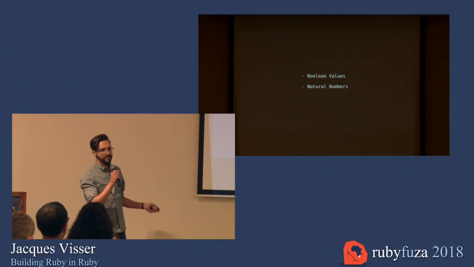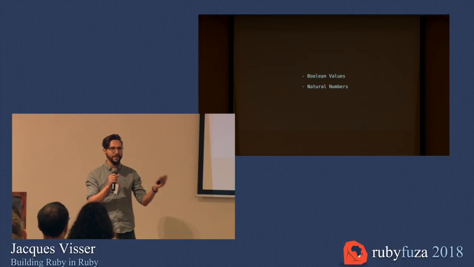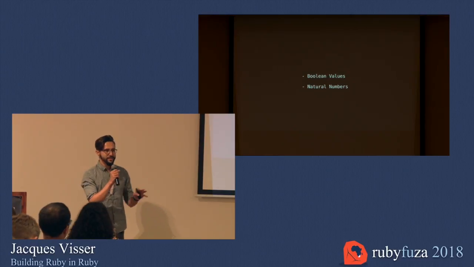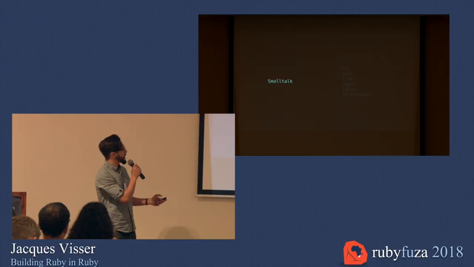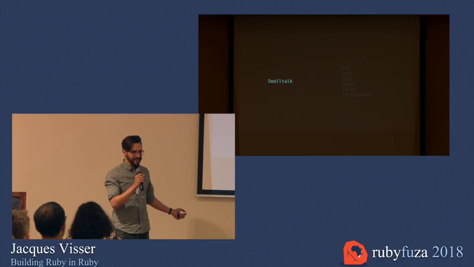So starting off with Boolean values, we're going to have to go back to somewhere in the end of the 1960s, mostly in the 1970s, and then the 80s, to get an idea of how to effectively implement this. We're going to be talking about Smalltalk, the language.